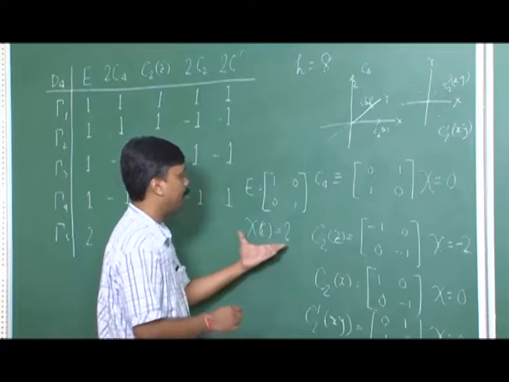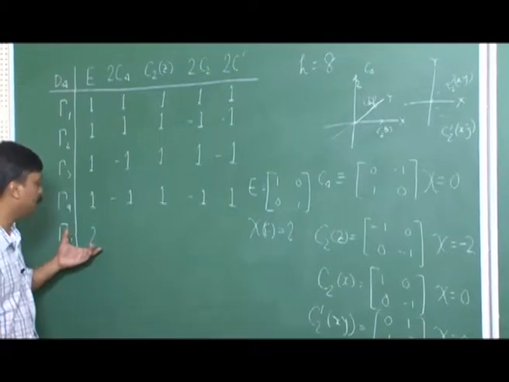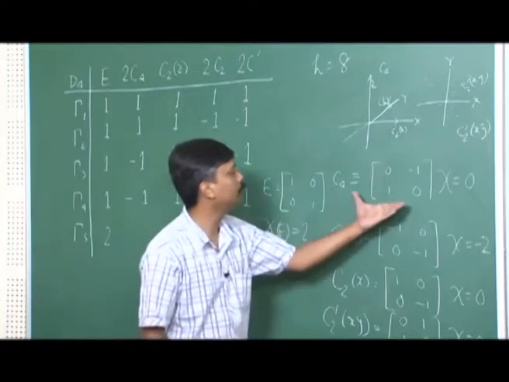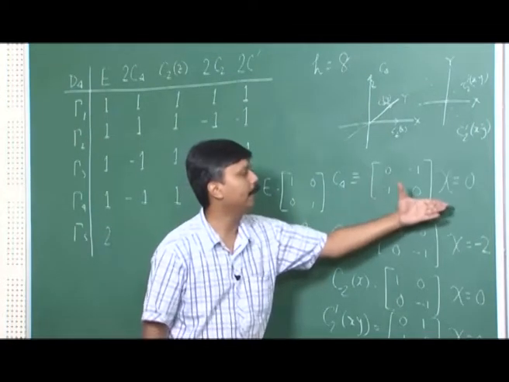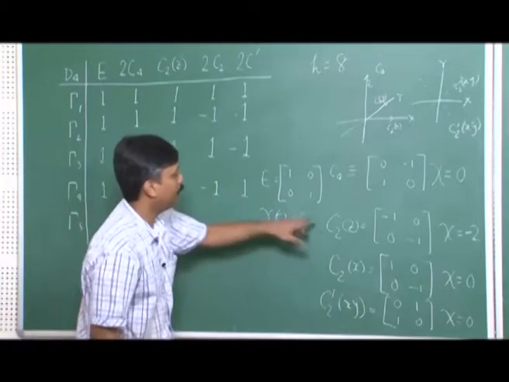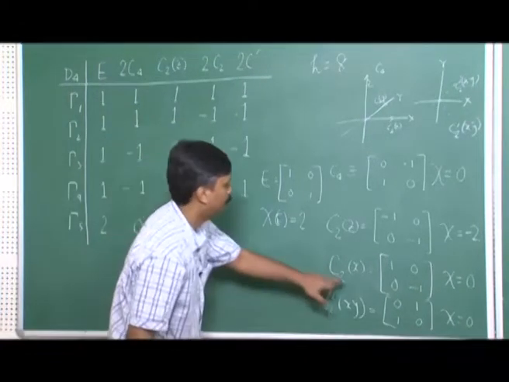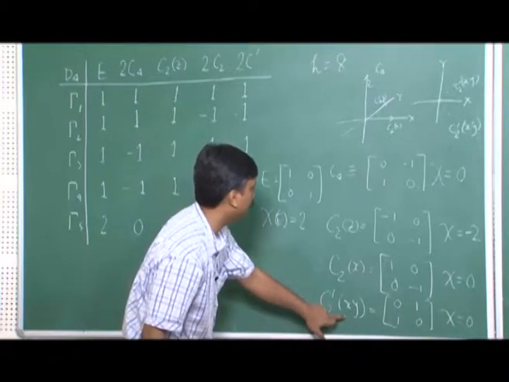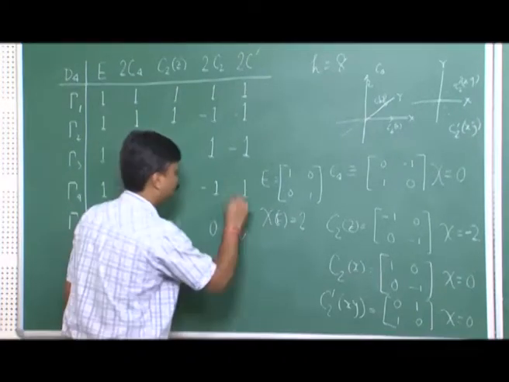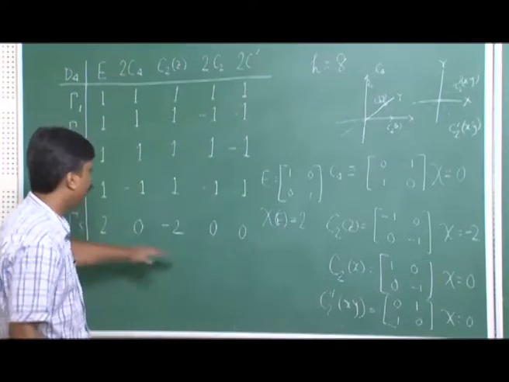So for identity we have character 2. We already knew that; there is nothing surprising about it, and we already wrote that. For C4, the class for C4 gives the character 0. Let's put that, and C2z gives -2, and C2x as well as C2 prime xy both give character 0.